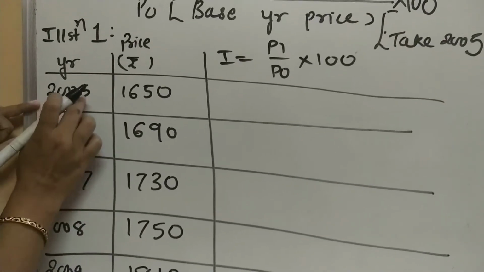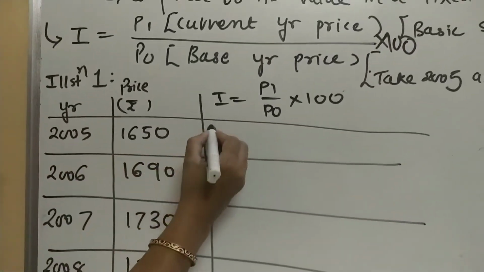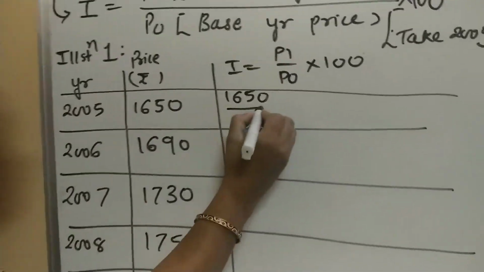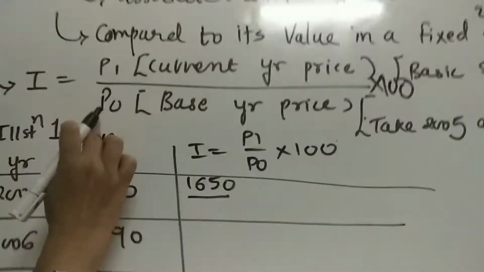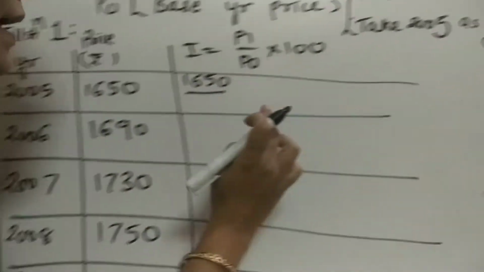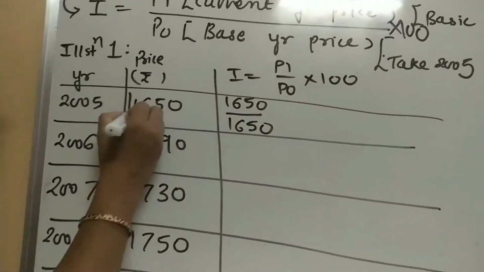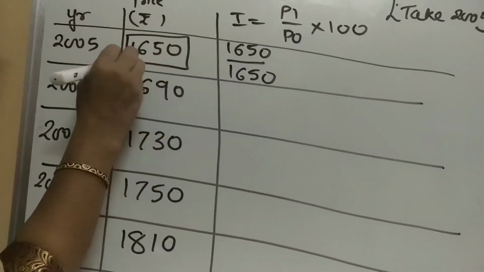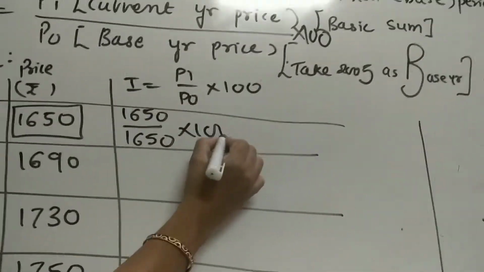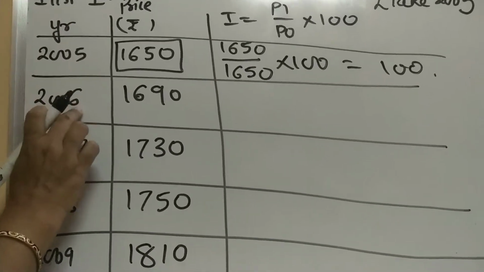Now 2005 is my current year because I am doing the working in the year 2005. So 1650 upon base year. What has been said for base year? That is to take 2005 as base year. So the price of 2005 is 1650. So this base year is what we have to take. I am showing it in a rectangle, this into 100. Answer would be 100.